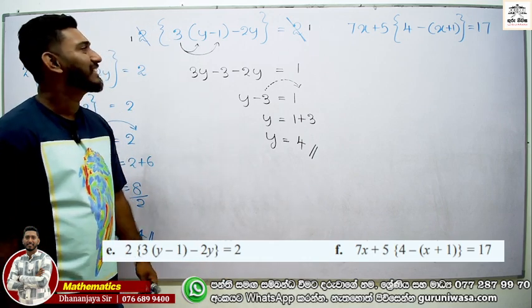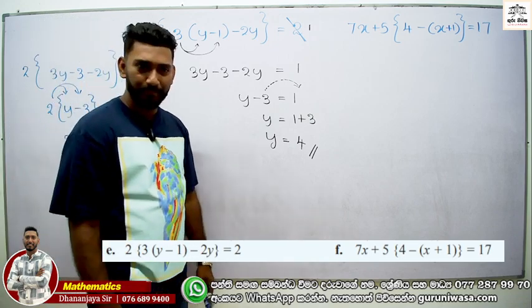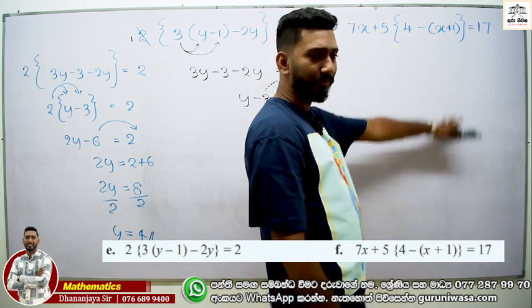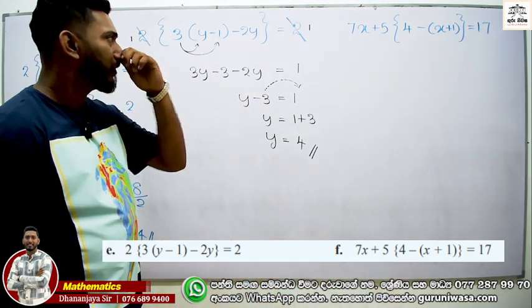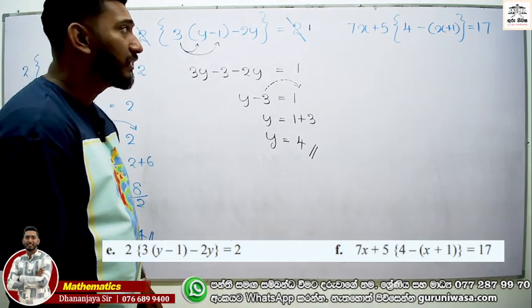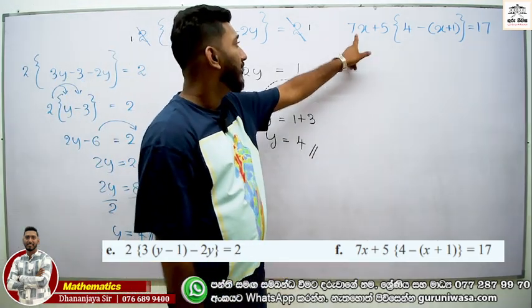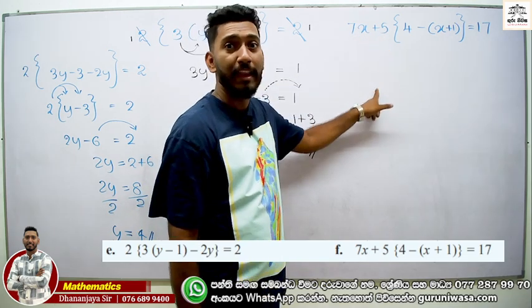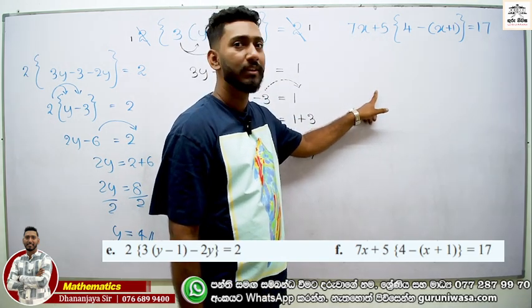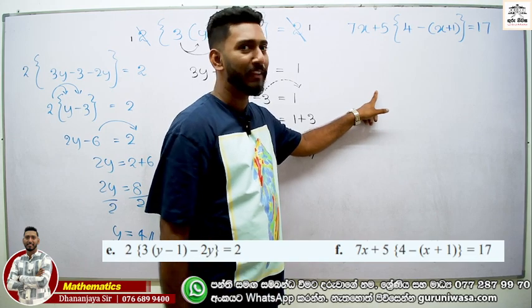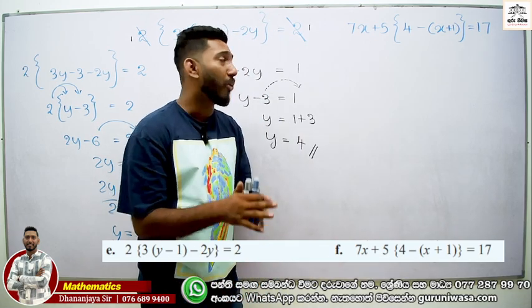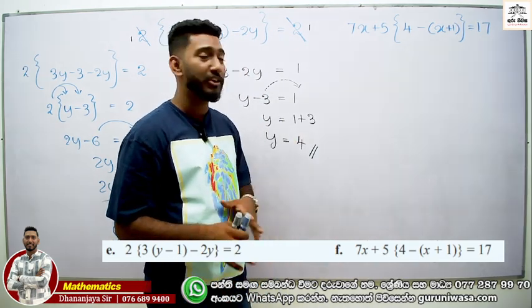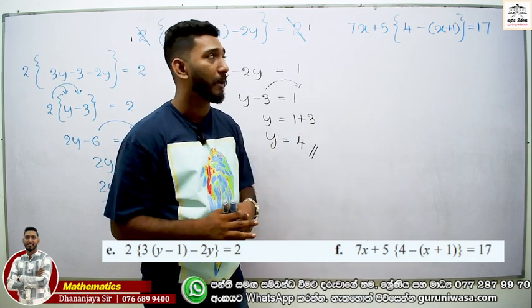Yes, right. Now I go to the next one. Look at this one. 7x plus 5, right? Now some students write 7x plus 5 as 12x. 7x plus 5 is 12x? No, it's wrong. 7x plus 5 we cannot simplify because 5 is a number, right?